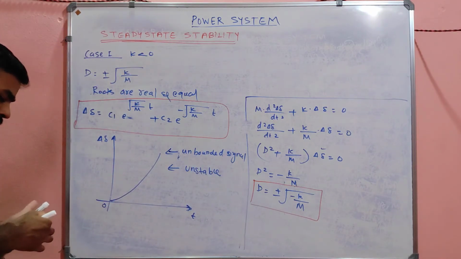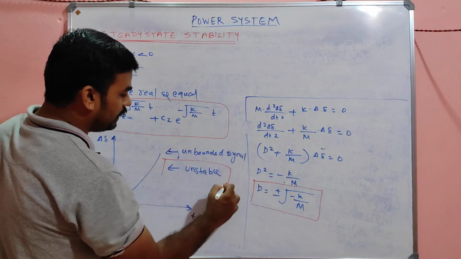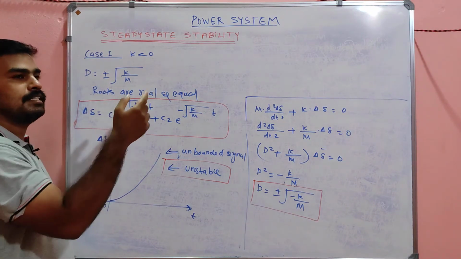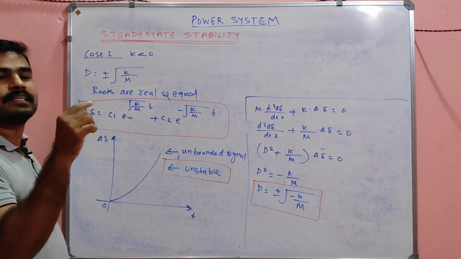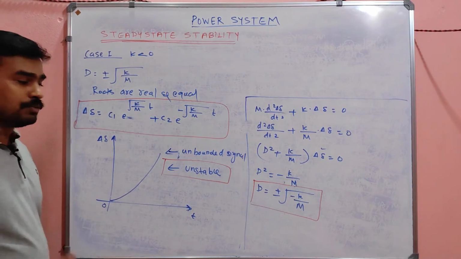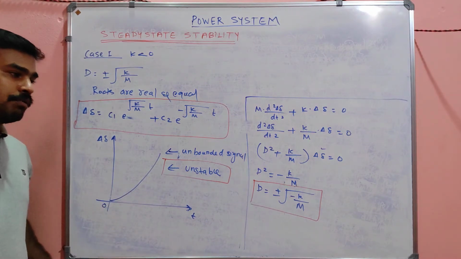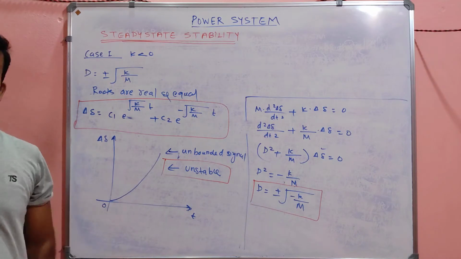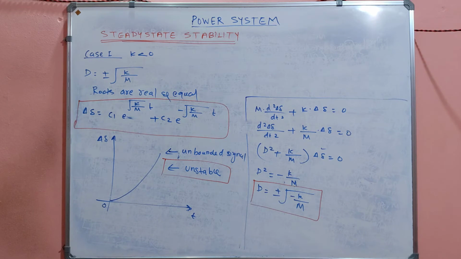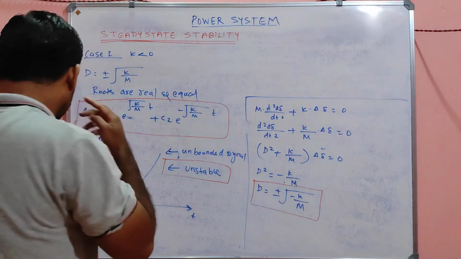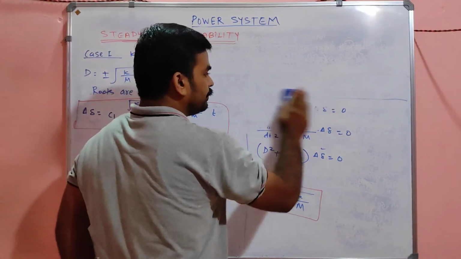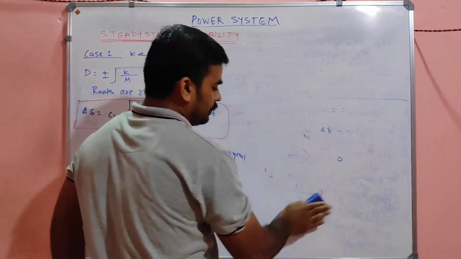So my dear, the final result we obtained is that if the value of k, which is dou P divided by dou del at del equal to del 0, you obtain as negative, definitely you can say that the system is unstable. Our power system will not come back to the stable position if k is less than 0. Okay, is it clear, my dear? Then what happens if k is greater than 0?